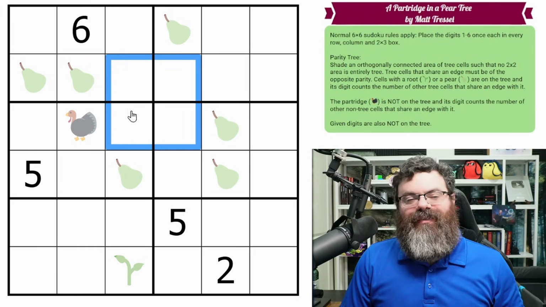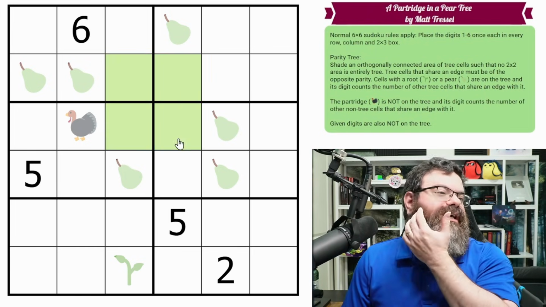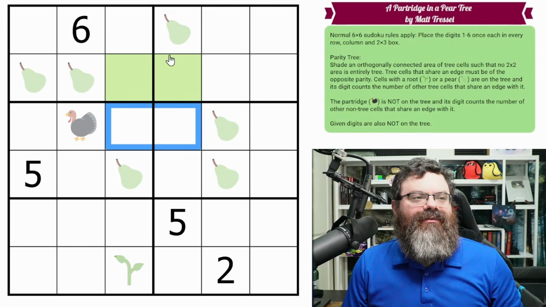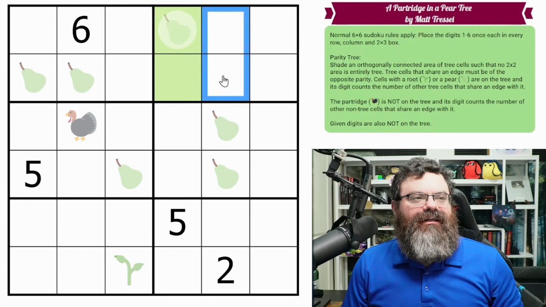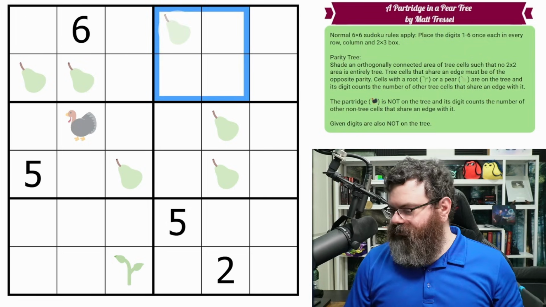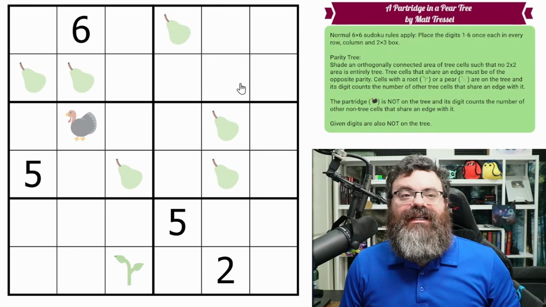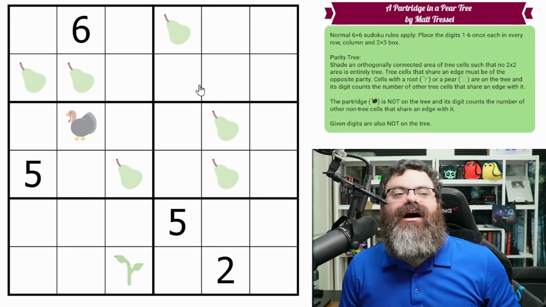So we're going to shade an orthogonally connected area of tree cells such that no 2x2 area is entirely tree. So this would be a 2x2 area. So if we're going to use green for which cells are tree cells, this would not be allowed because that is a 2x2 area, or this, etc.